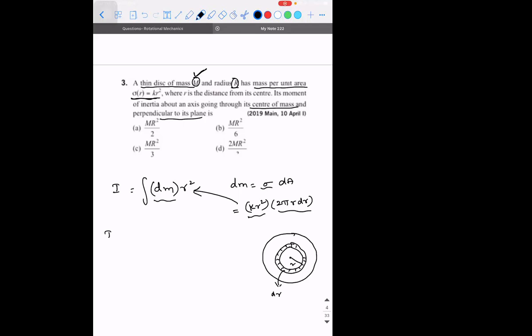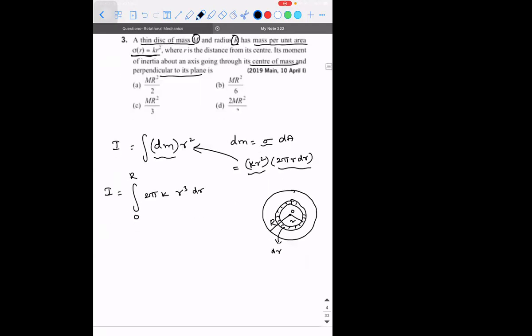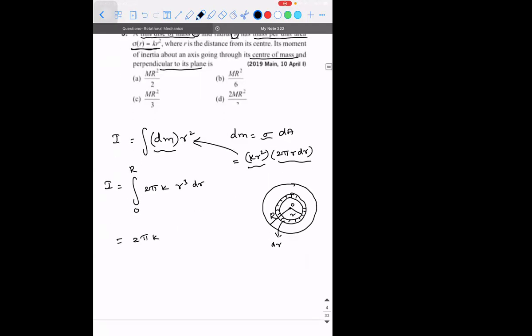See, for example, I'll do this problem and show you. If I directly take this dm and substitute, I will get 2 pi K R cube dr. Since this is a complete disk, R is varying from the center. If I take the center as origin, R goes from 0 to capital R. So it will be 2 pi K into integral of 0 to R of r cube dr, that is 2 pi K into R power 4 by 4. So this is the moment of inertia. I'm not saying this is wrong, this is right. But they don't want the answer in terms of K. They want it in terms of mass.